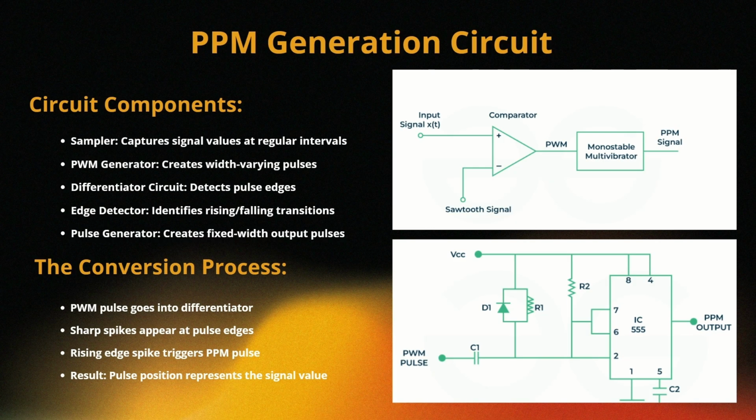So for the PPM generation circuit, we don't need to dive into much detail on circuit components since our audience doesn't have an engineering background, but you need to know one thing: the PWM pulse enters a monostable multivibrator, and that's how we create the PPM signal. So for the conversion process, the PWM pulse goes into a differentiator, and then sharp spikes appear at pulse edges, and those edge spikes trigger PPM pulses, which results in the pulse position representing the signal value.